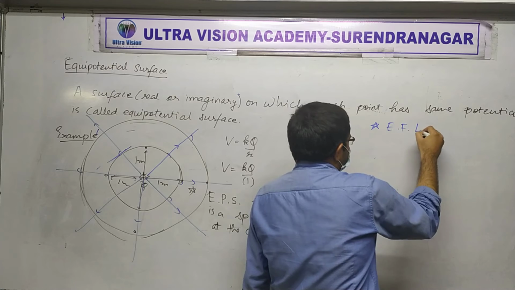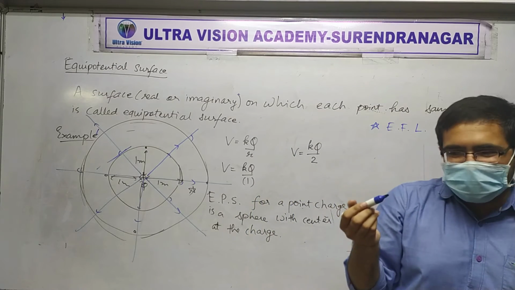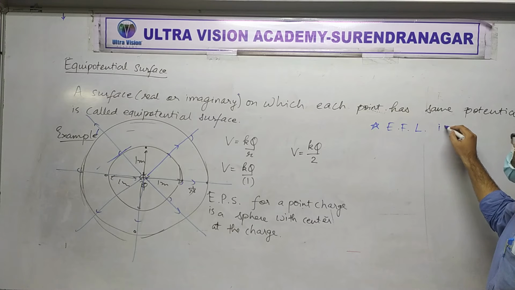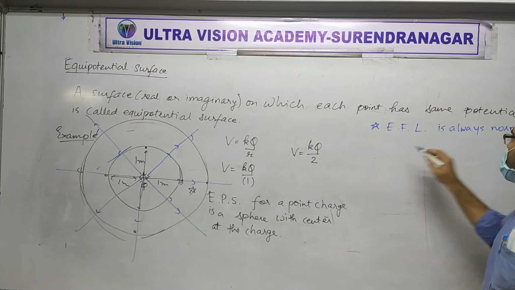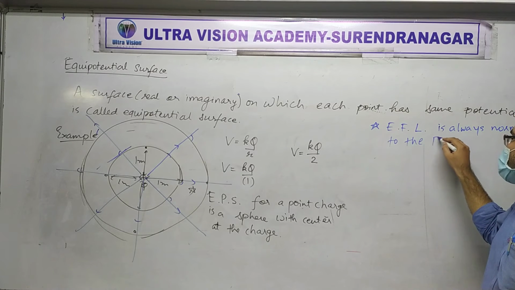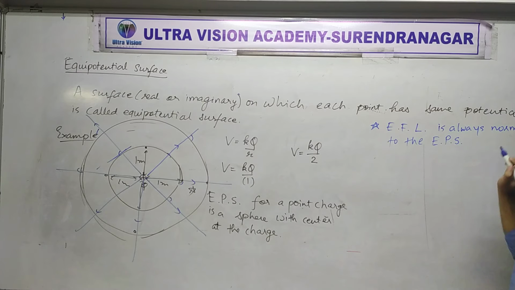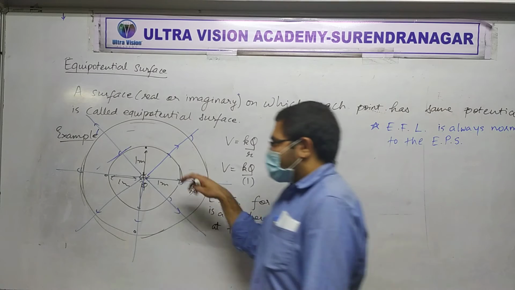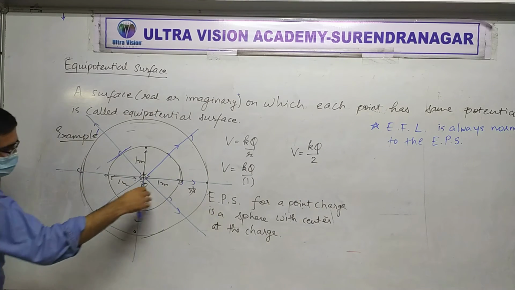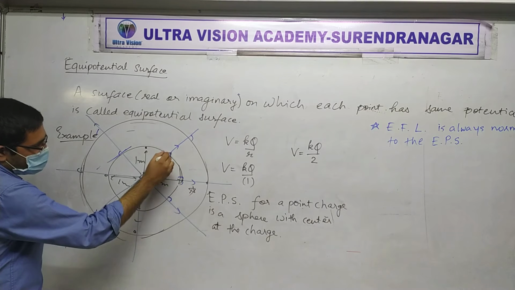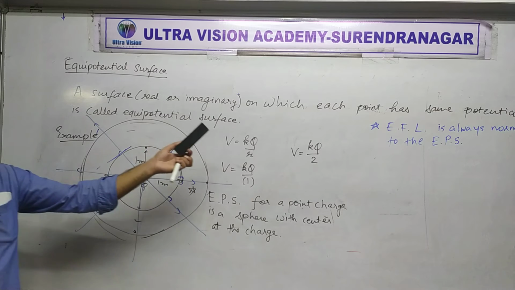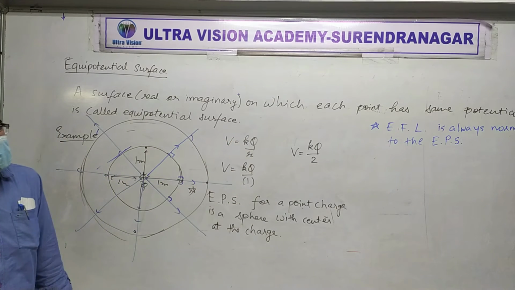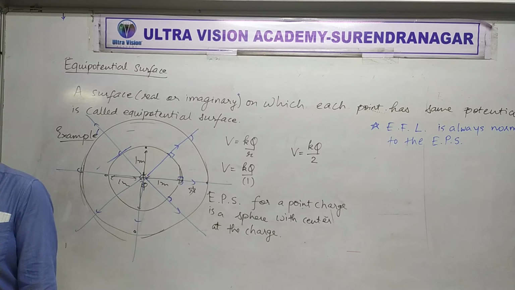Electric field or electric field line is always normal to the equipotential surface. We are going to prove it also. Right now I have just started it off with intuition that here we can see that in every direction when it goes out, when it crosses that equipotential surface, we are getting a right angle. So electric field line is always normal to the equipotential surface.